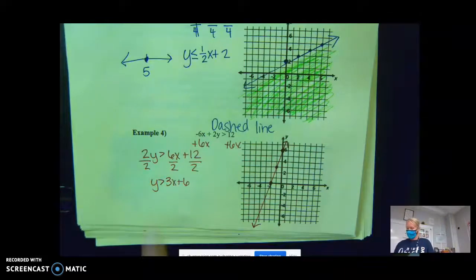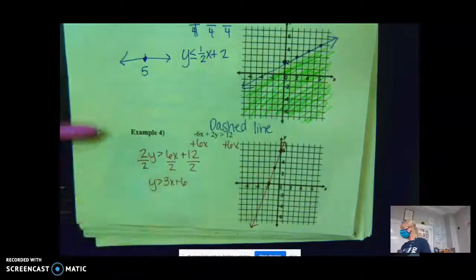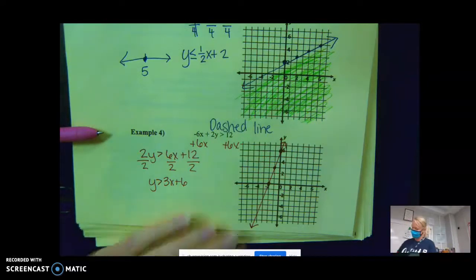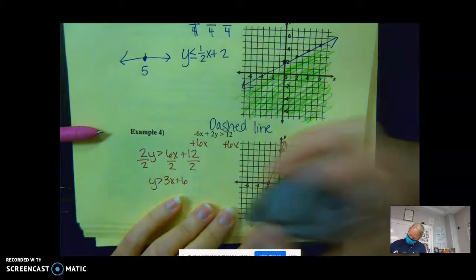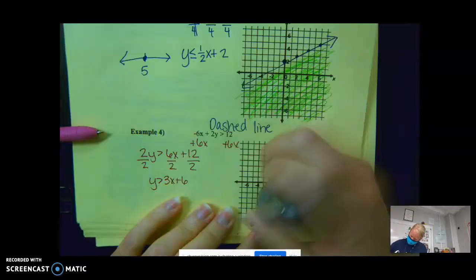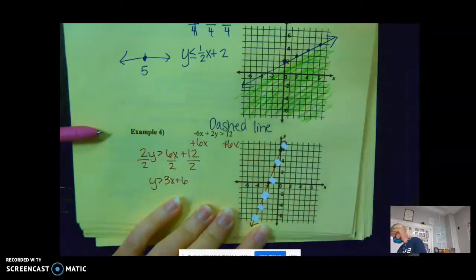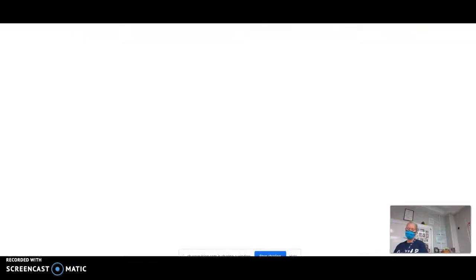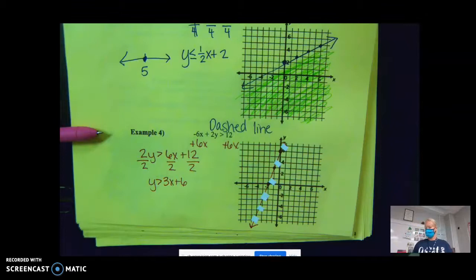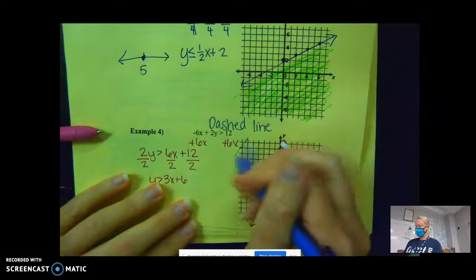Okay. What did I do, guys? This should be a what line? We even talked about that. I still couldn't do it. See? I make mistakes all the time. That should be dashed. All right, above or below on this guy? Above or below? Above. So above would be this way.